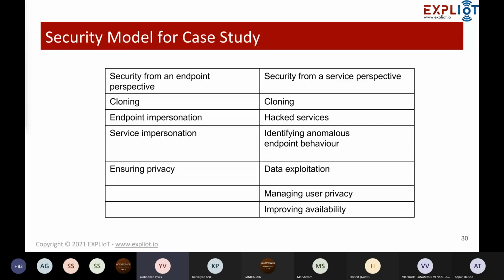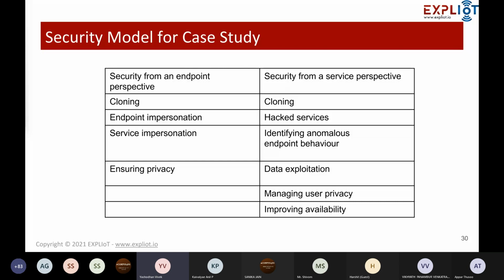And on the service perspective, there are certain APIs that can be hacked. There can be data exploitation, because since a lot of data is coming from different IoT devices, we need to store that data in servers or databases. That can actually be exploited. And again, if the server is compromised, that is basically an availability issue. So these are the typical attacks or threats for that existing architecture.